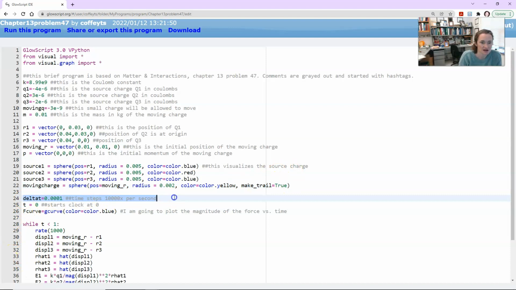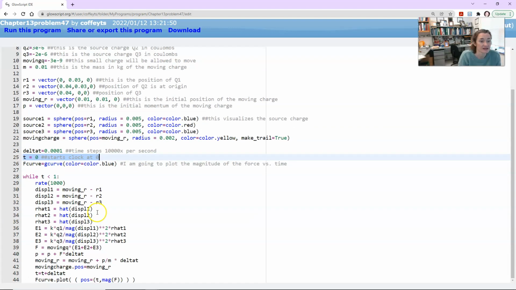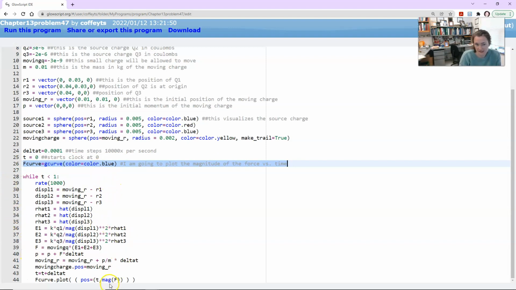I define a time step. You could make this whatever you want. I decided to go with 10,000 steps per second. Okay. I initialize my clock. I'm going to start my clock at t equal to 0. And then I decided just for fun that I would plot the magnitude of the force on that charge versus time. Okay, so here in the loop you can see it's not a super long loop.